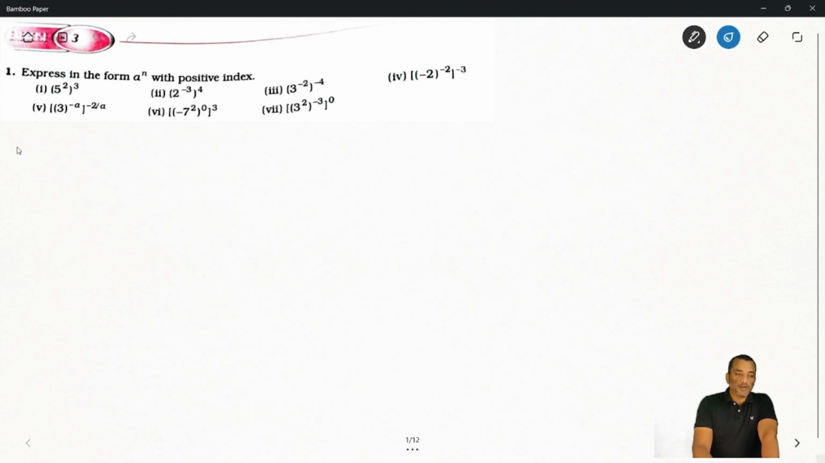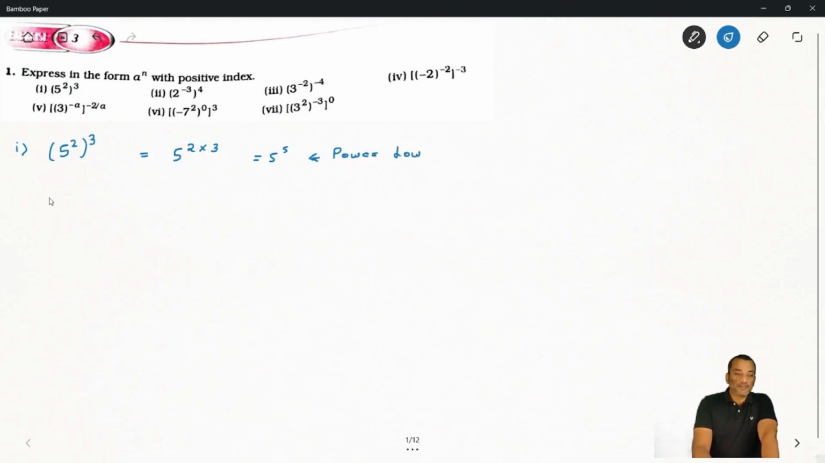In the first one, you are given the bracket 5 square, whole to the power 3. Which law will we apply here? Power law. So we multiply 2 times 3. How much will we get? 5 to the power 6. Which law have we applied? Power law. Okay, got it.